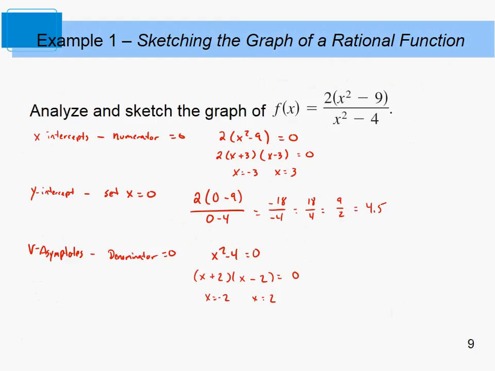All right. So we've got x-intercepts at negative 3 and positive 3, y-intercept at 4 and a half, we've got vertical asymptotes at negative 2 and 2. So if I graph just that, I've got 1, 2, 3, 4, 5. Okay, so vertical asymptotes at negative 2 and positive 2. We've got negative 3 and positive 3 as x-intercepts. We've got the y-intercept at 4.5.